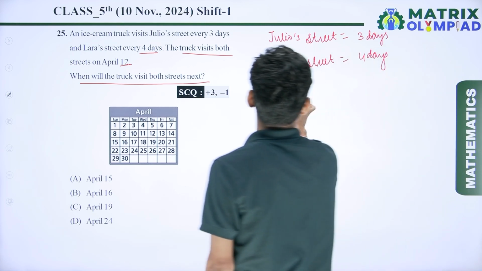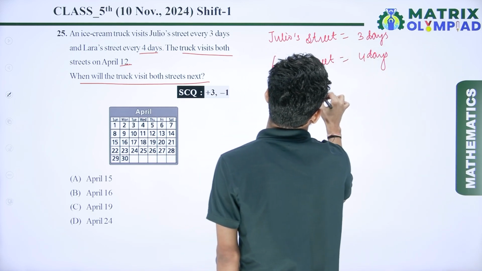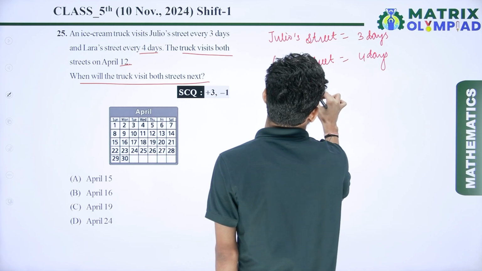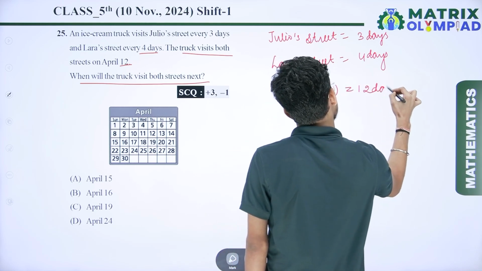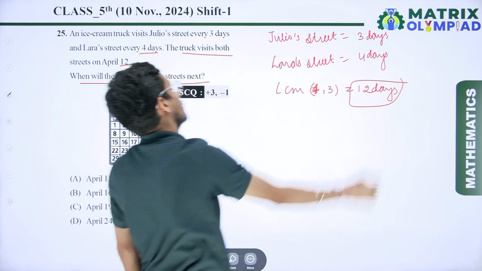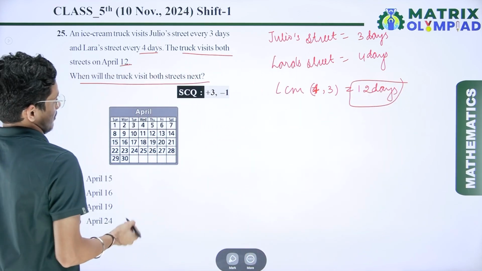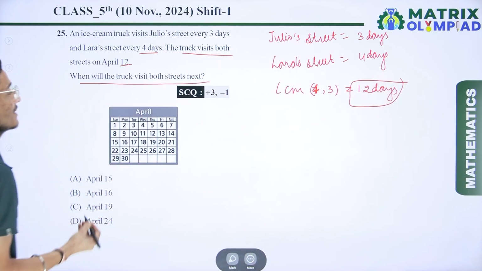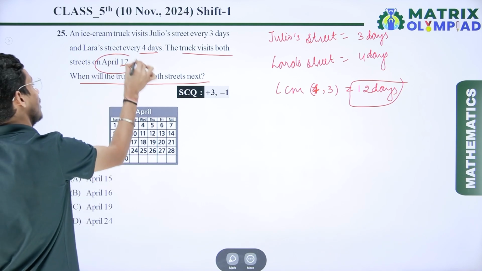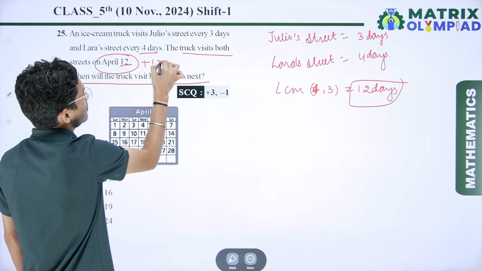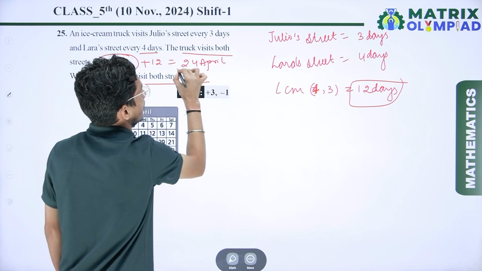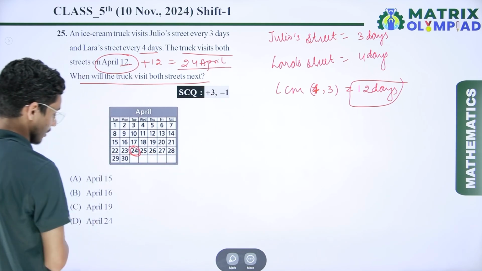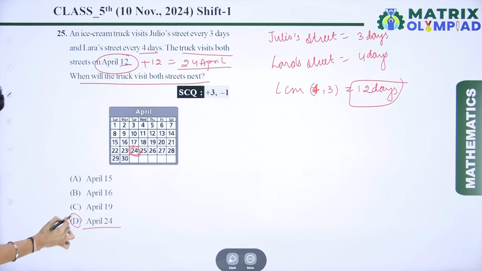So first we have to find the LCM. So we have to find the LCM of 4 and 3. We get here 12 days. So we can say that after 12 days the truck visits both streets. Okay. So first they visit 12 April. So if I add here 12 days, I can say that next they visit, that is 24 April. So where is 24 here? 24 April. So I can say that option number D is the correct answer.